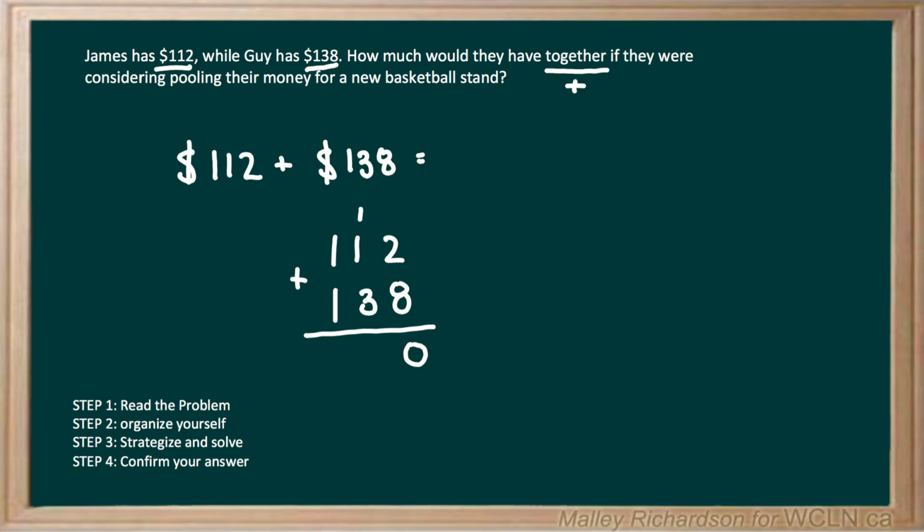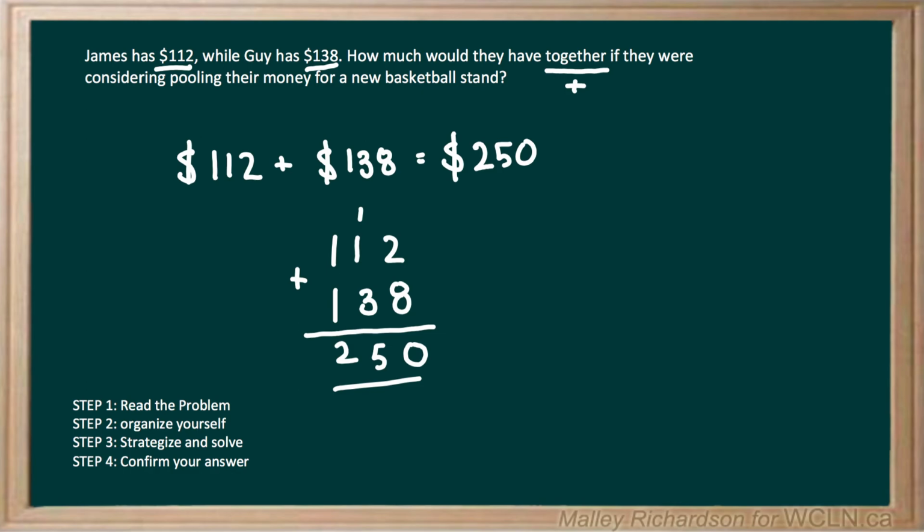So now that we've done our far right column, we can move on to the next column. We have 1 plus 3, and then we can't forget about the 1 that we carried up top. So we have 1 plus 3 plus 1 to give us a value of 5. So now that we've done the 2 right columns, we can finish with our last column of 1 plus 1 to give us an answer of 2. So now our total answer is 250. But we can't forget about our units, the $ sign, so we include $250.